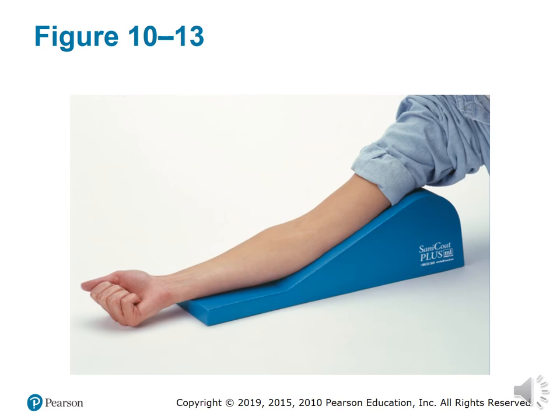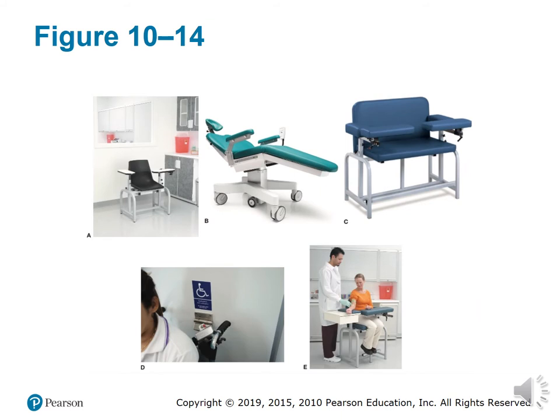Here's a device to assist in positioning the patient's arm. The different types of blood collection chairs. You've been in the lab, you see that we have B and C.